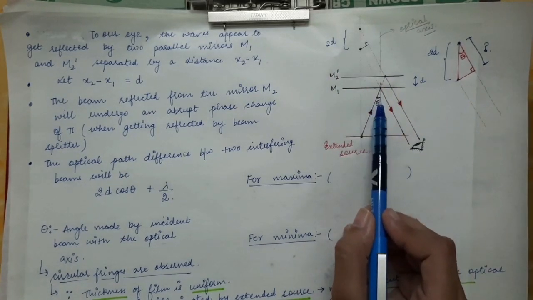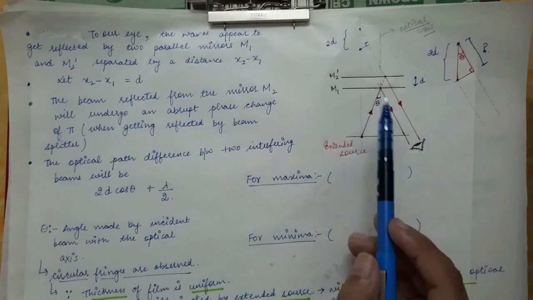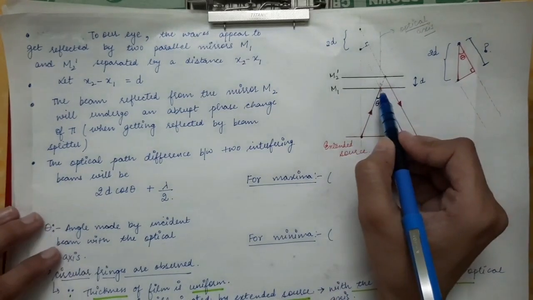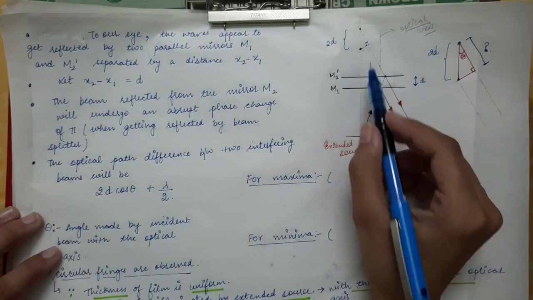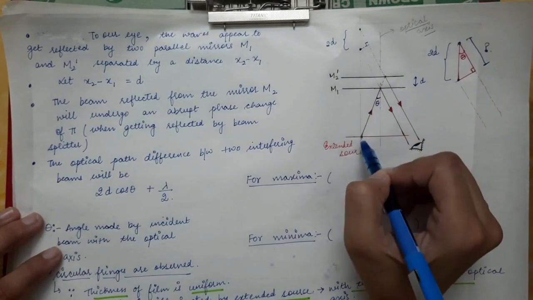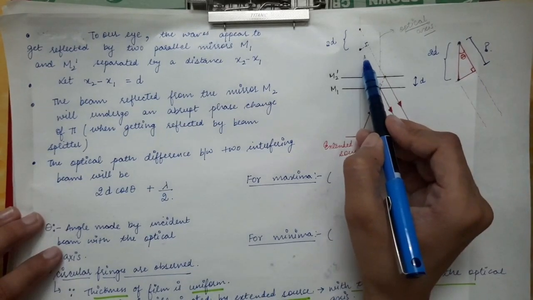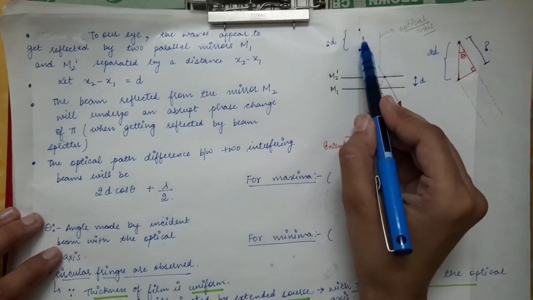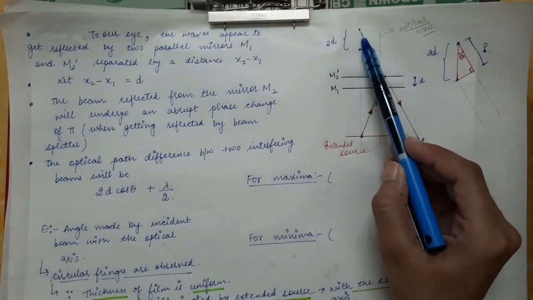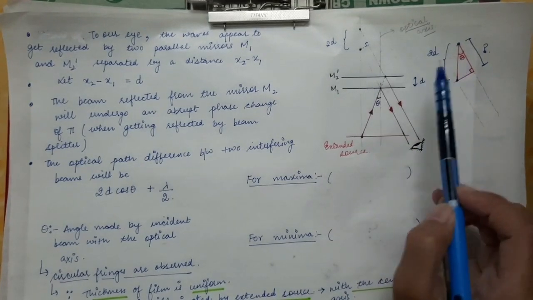Now if this angle is theta, this angle will also be equal to theta because they are alternate angles, and this will be an isosceles triangle. So the triangle with this vertex and these other vertices will be an isosceles triangle, and if this angle is theta, this angle will also be theta, and so this angle will also be equal to theta. So the angle made by the second ray with the optical axis will be equal to theta.